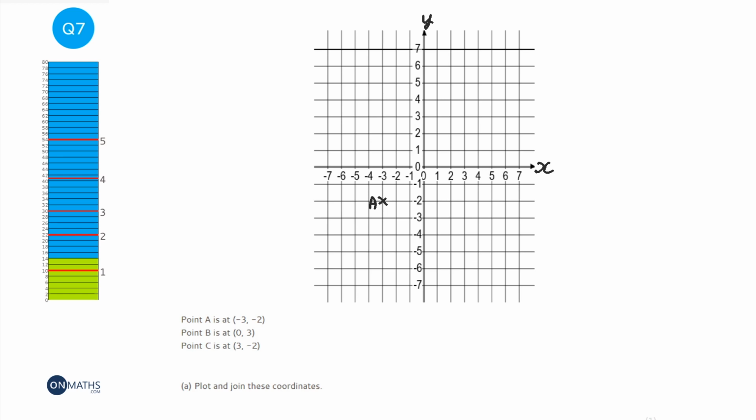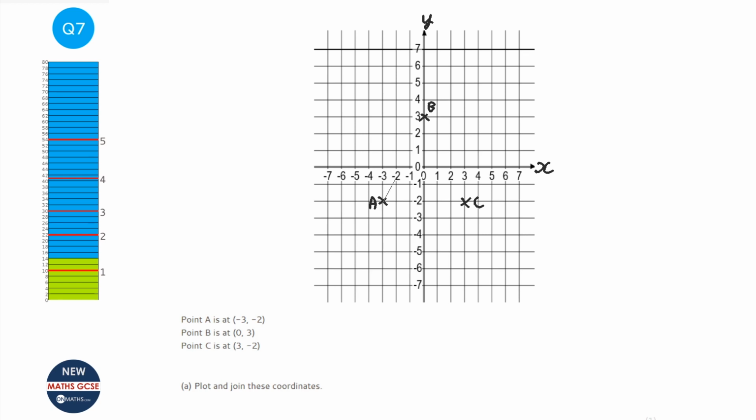We're just going to stay at 0, but we could go up 3. So it's going to be there. And point C is at 3, -2. So along 3, down 2. It's going to be that one there. So that's point C. And it says plot and join these coordinates.